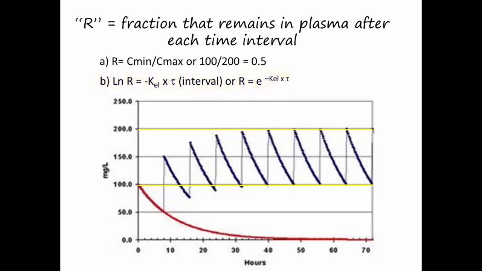And finally, if we have the R value, it's basically easy to calculate the accumulation factor. All you have to do is divide by 1 minus R, and as you can see, again, we attain a value of 2 for this particular example.